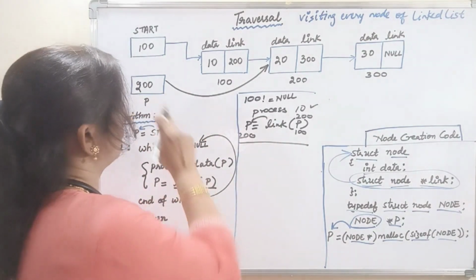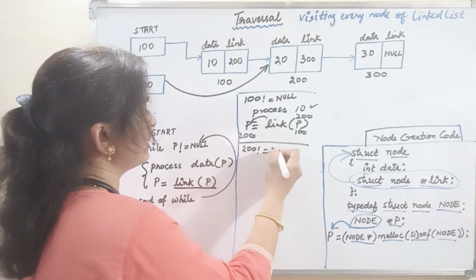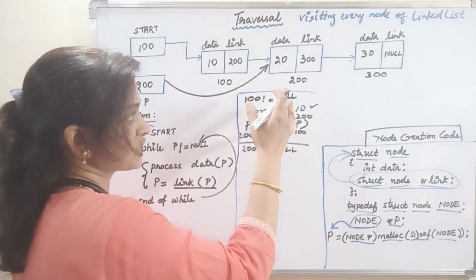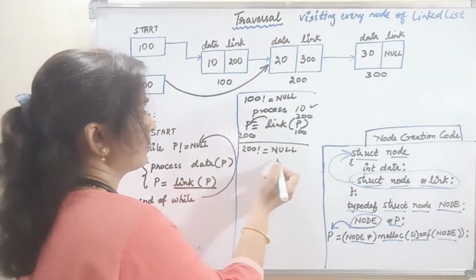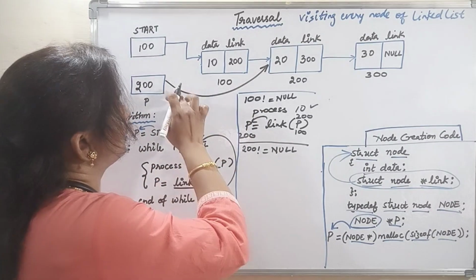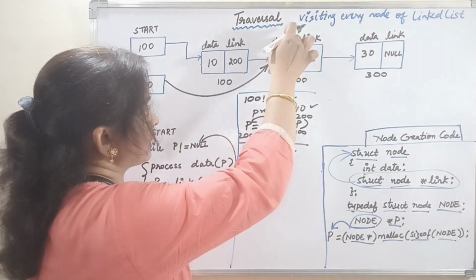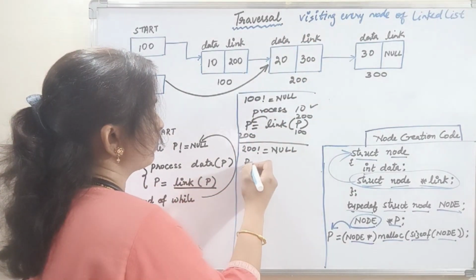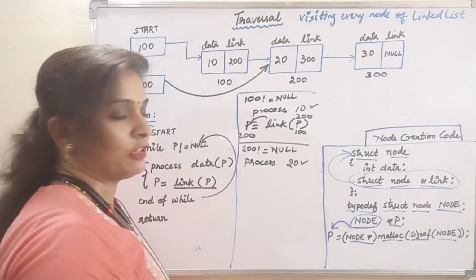P not equal to null. Now P is 200. 200 not equal to null. Yes, condition true. Then process the data part of 200. Data part of P. P is pointing to 200. Data part of 200 is 20. So process 20. So some operation I will do.